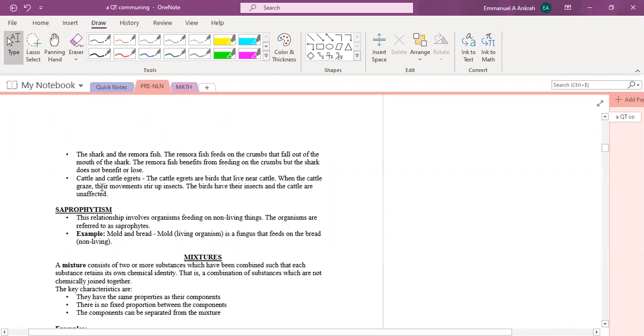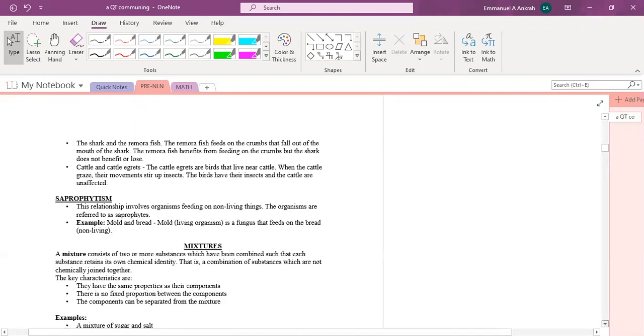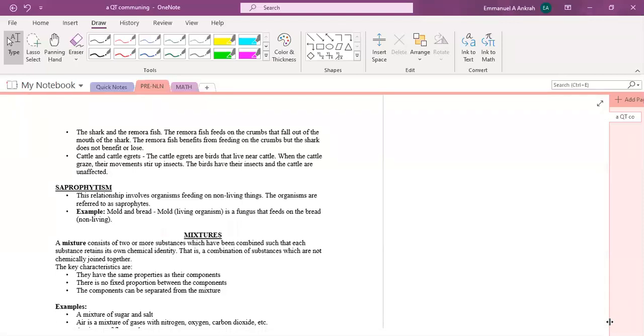Then you have the cattle and the cattle egrets. The cattle egrets are birds that live near cattle. So when the cattle graze, when they are feeding, their movements stir up the insects around where they are feeding. Once they stir up the insects, the birds feed on the insects. So the birds have their insects, and the cattle are unaffected. Only the birds are benefiting. The cattle doesn't benefit from this relationship. So those are examples of commensalism. Only one organism benefits. There's no injury to the other one as well.